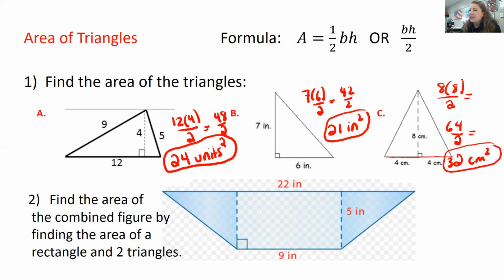If you look right here, this is 9 inches, right? Well, that means this right here is also 9 inches. But I see 22, correct? Well, 22 is the length of the whole, wait, what? I did not say that.